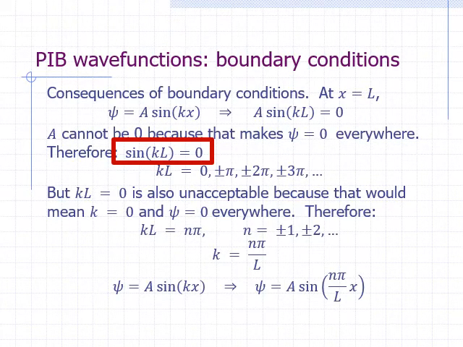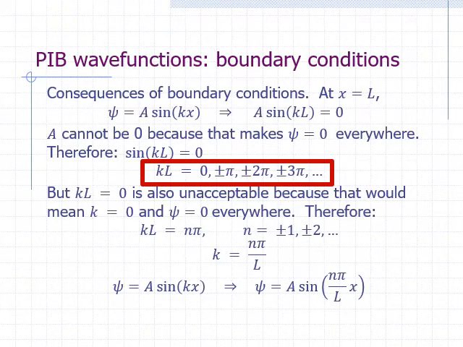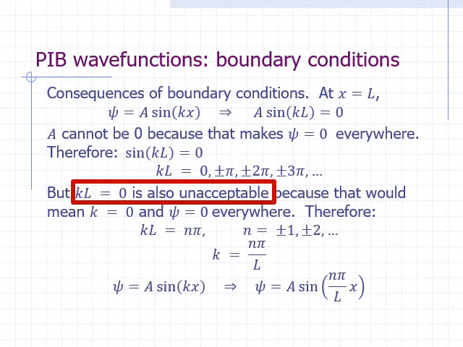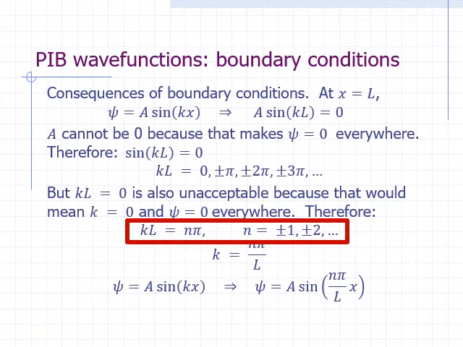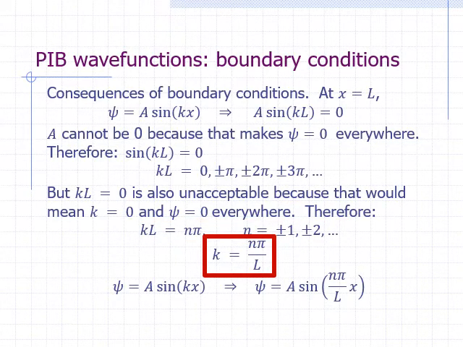This means kL, the argument of the sine function here, must be either 0, a multiple of pi, or the negative of a multiple of pi. We can further narrow down the acceptable solutions. We cannot let kL be equal to 0. This would mean that k is equal to 0 since L is not 0. And if k is 0, that would mean a function that is 0 everywhere. Therefore, kL must be equal to n times pi, where n is a non-zero integer. Rearranging this equation, it's easy to show that k is equal to n pi over L.